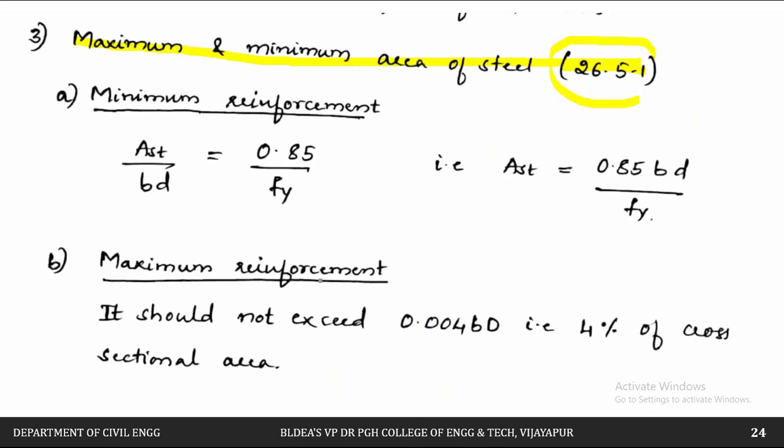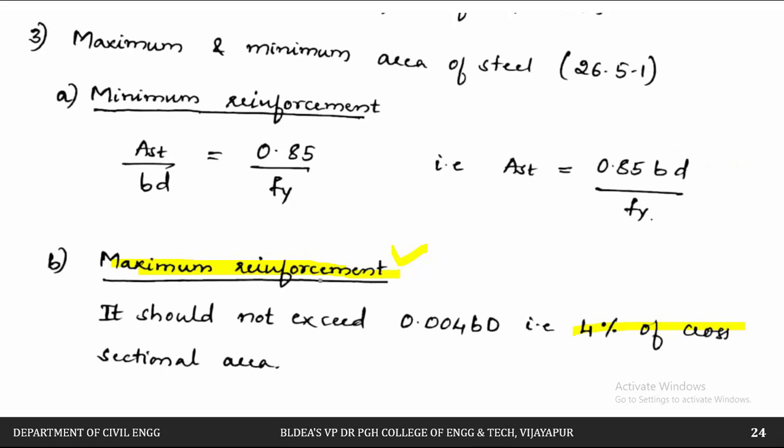Then next is the maximum and minimum area of steel. This is given in the code, clause 26.5.1. The minimum area of reinforcement that has to be provided, that is Ast. What is the minimum area of steel that has to be provided? That is given by the formula 0.85 by fy, with the minimum; this much steel has to be provided in the section.